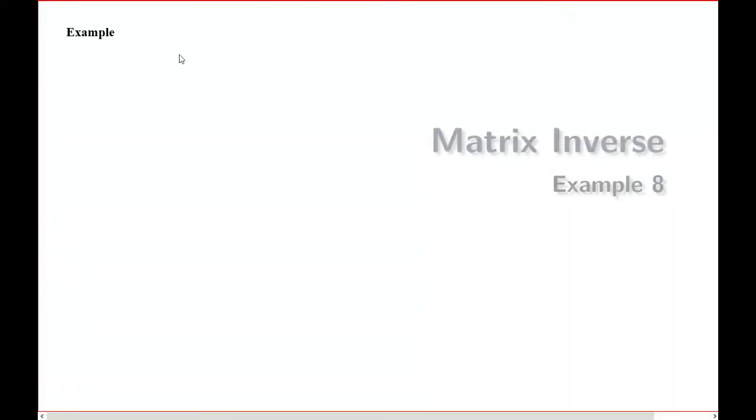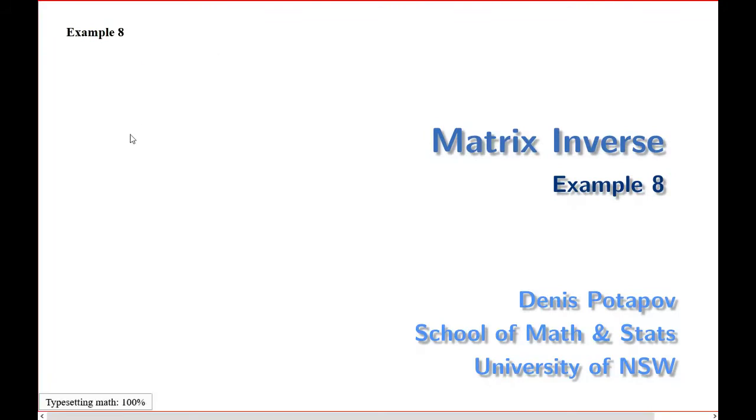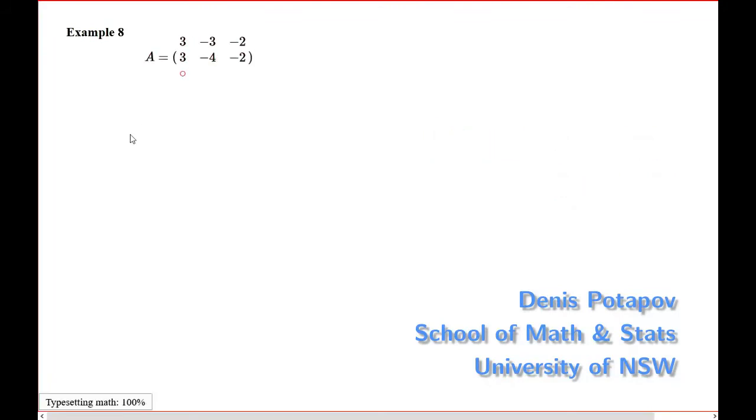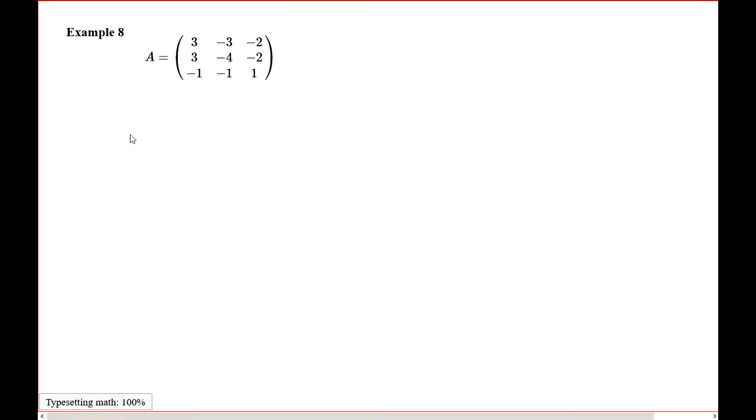Yeah, this is the example. This is a matrix I'd like to find the inverse of. Again, the beginning is the same. This is when we augment with the identity.